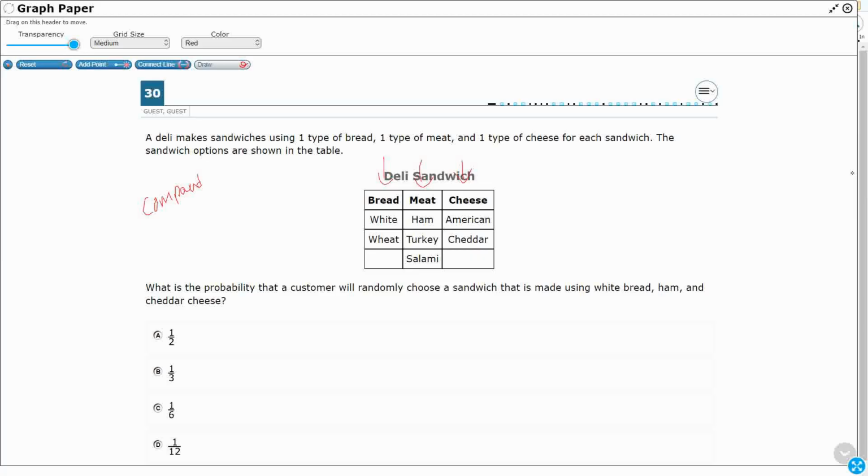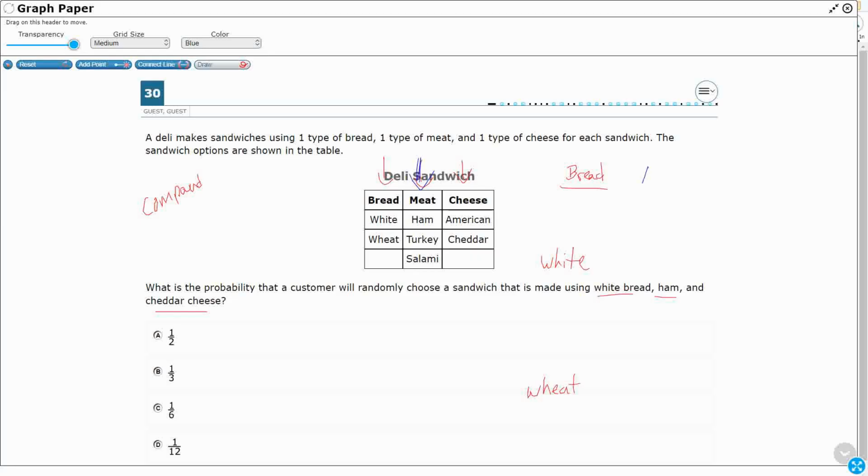So we're looking for the probability of someone choosing white bread, ham, and cheddar cheese. Okay, so I'm just going to make a sample space here. So I'm going to choose my bread, and I'm going to give some space here. White bread and wheat bread.